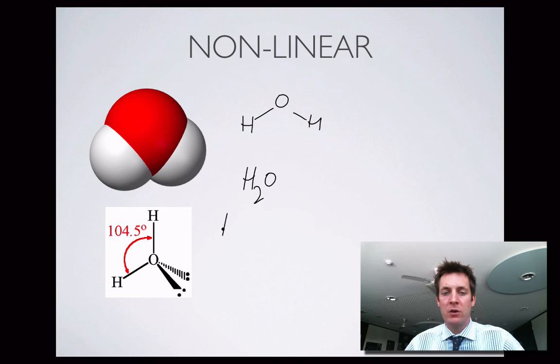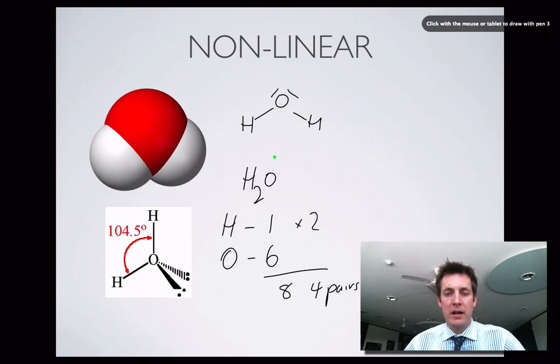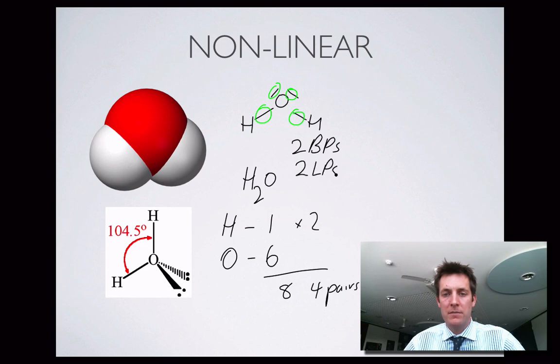Okay, H2O. We've got hydrogen in group 1, and there's 2 of them, and we've got oxygen in group 6, so that makes a total of 8 electrons, or 4 pairs. So as well as having these 2 single bonds, we're going to have 2 lone pairs on the oxygen. Now if we look at this, we've got 1, 2, 3, 4 charge centers around the central atom. 2 of them are bonding pairs, 2 of them are lone pairs. So this always gives rise to the non-linear, or bent, or V-shaped.